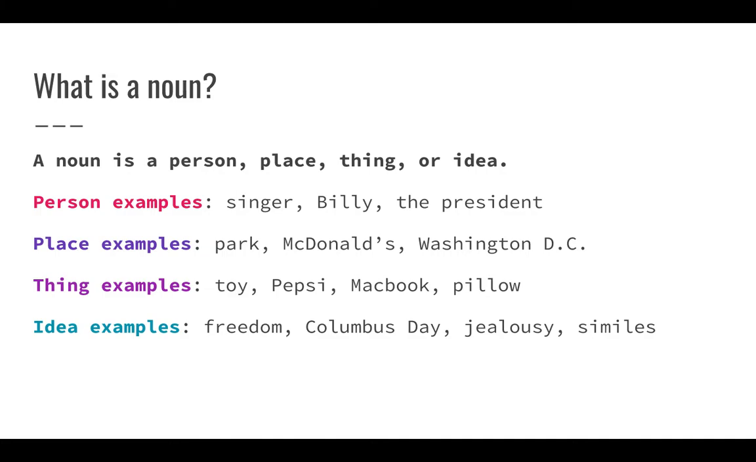So an abstract idea might be something like freedom, curiosity, creativity, happiness, or holidays like Columbus Day or the 4th of July or Christmas, or even things like similes and metaphors. Idea examples aren't necessarily something we can hold in our hand or something we can see, but we know what they are. So they are nouns.